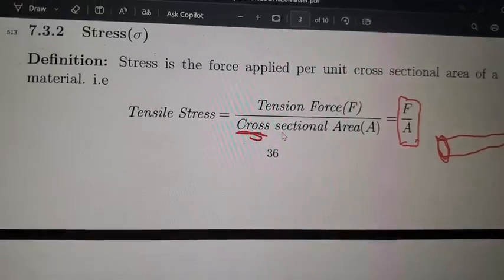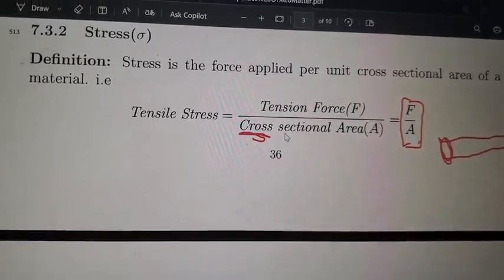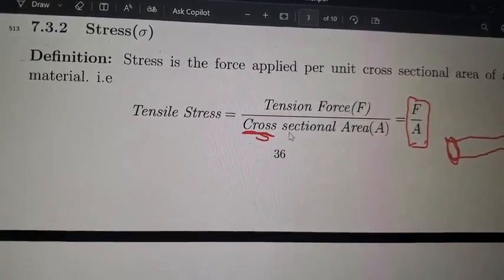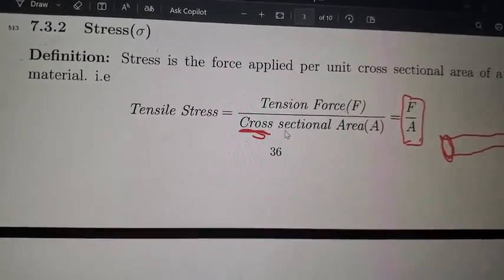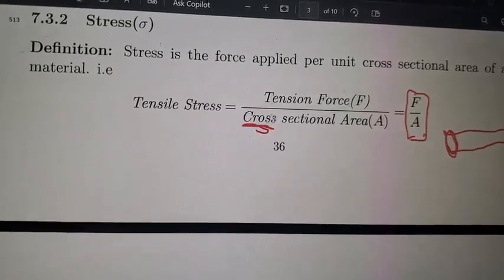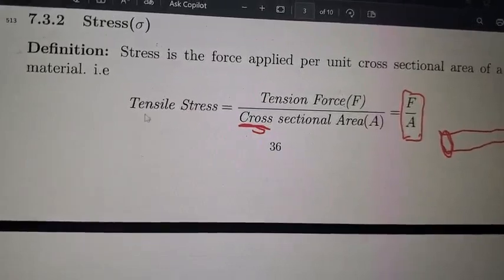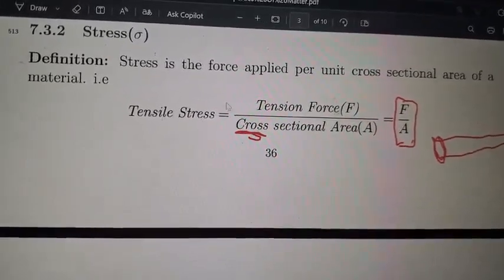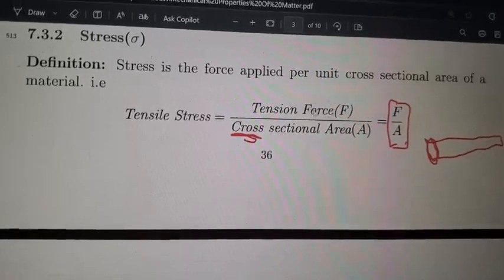Yes, stress is actually the pressure which a material withstands due to a given amount of force. So stress is actually pressure inside a material. Now when we talk of tensile stress, we are referring to the stress due to tension or what?